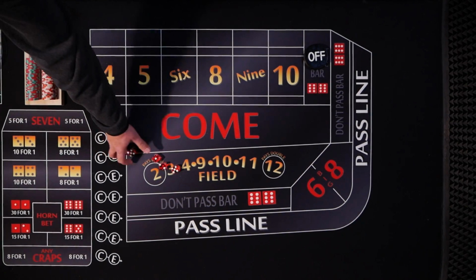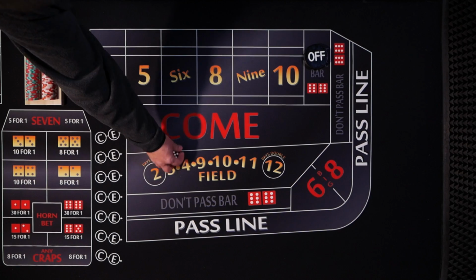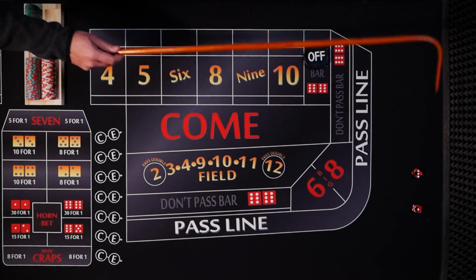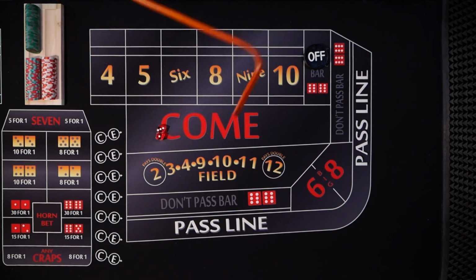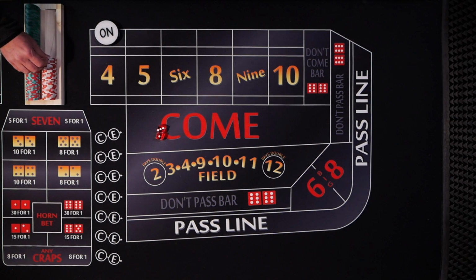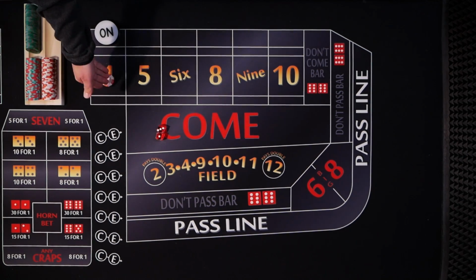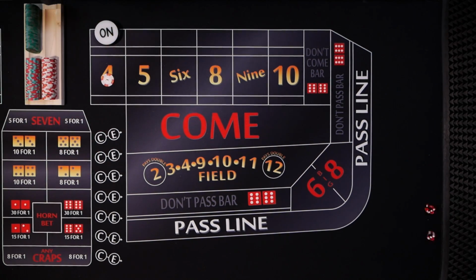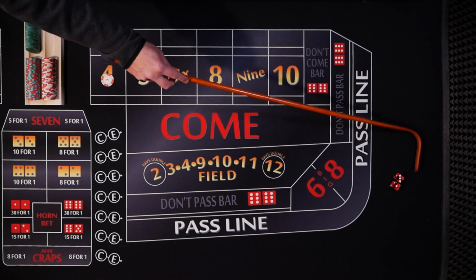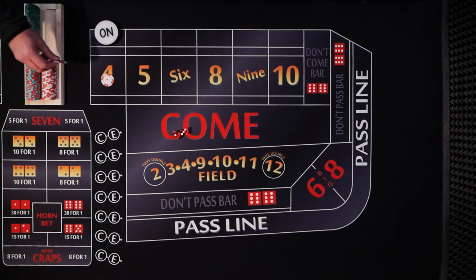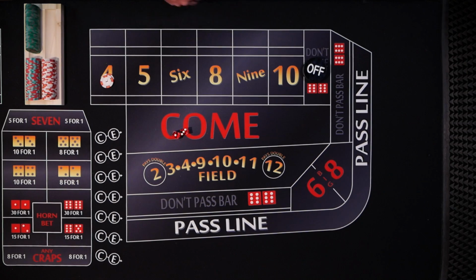All right, here we go. New shooter coming out. And the point is going to be 4. It's our first hit, our first number. And here we go, 35 more rolls. And right back on that 4. So we hit our point, that's going to come off.